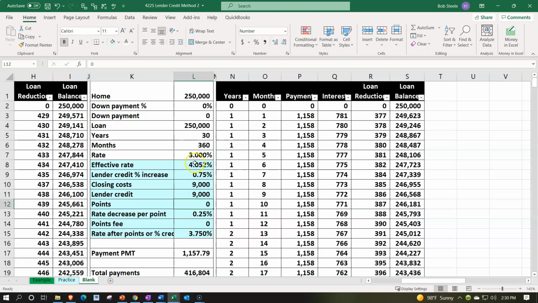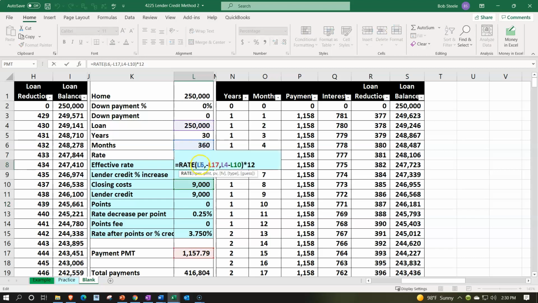So now if I look at the effective rate, in essence, what has happened, if I double click on that, we go back to this, the payment, the present value. Normally we got the $250,000, and then we've got the closing costs, which we usually pay up front, but we didn't pay them. We got a credit for them. So I'm going to add back the closing costs up front.